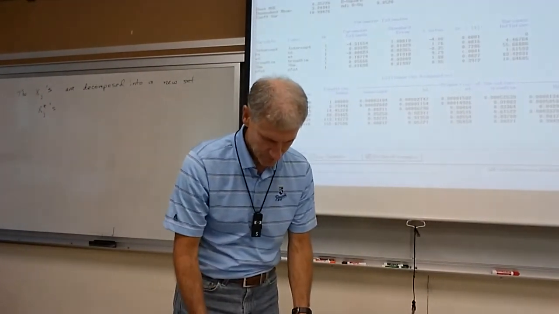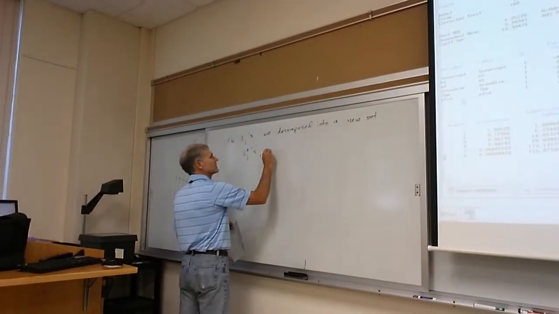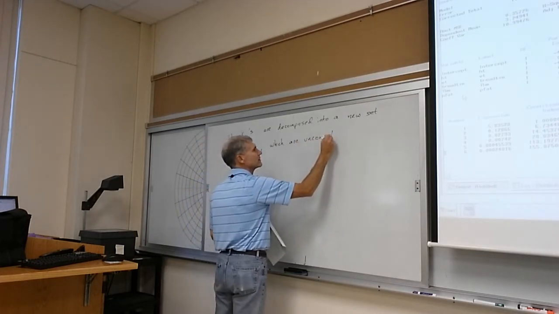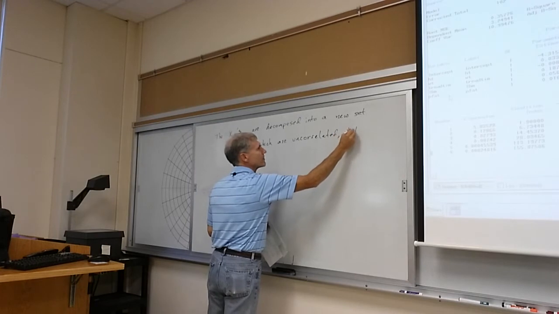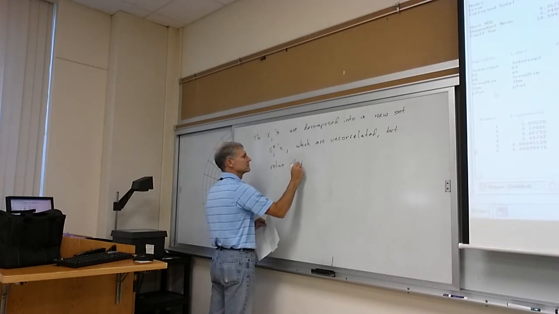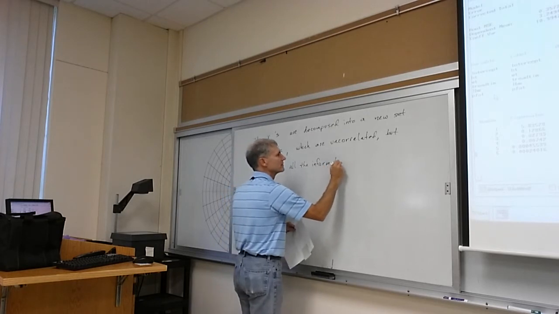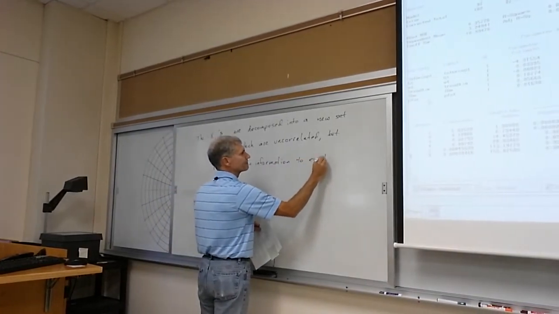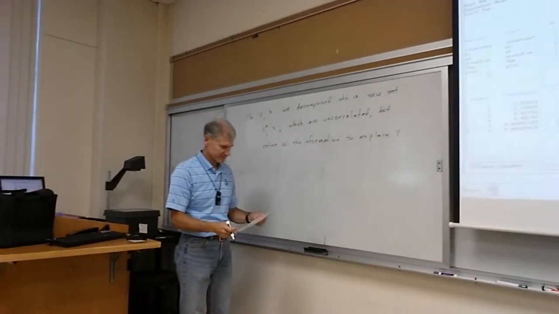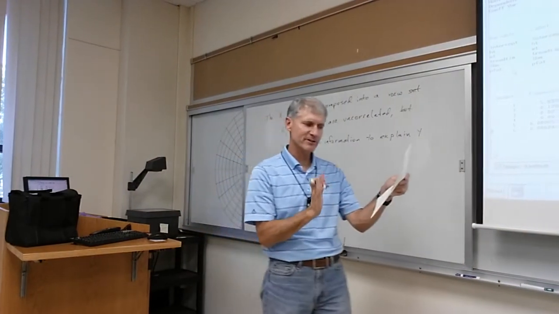So the xj's are all uncorrelated but retain all of the information to explain y. So you haven't thrown away anything. You just sort of rearranged it. Then I have in my notes here, we don't need to understand how this is done.